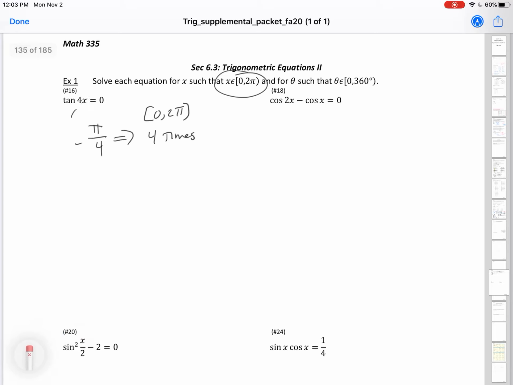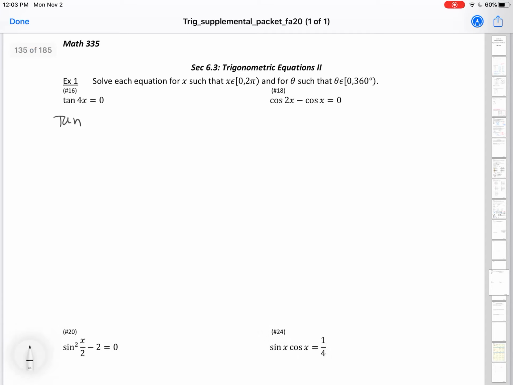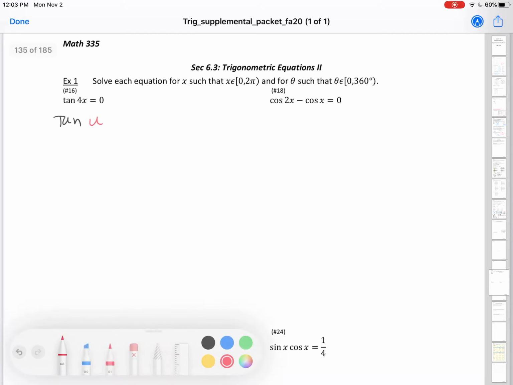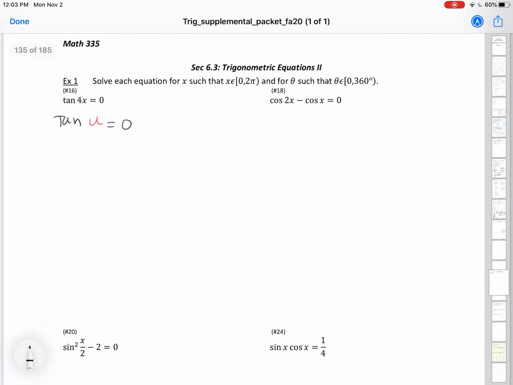So here's my suggestion about how to do it. And again, just because I'm the one suggesting it doesn't mean it's the best method out here. It's just the one I grew up with. So here's what I would suggest to do, and I'll try to make it as trackable as possible. I would suggest that you put a u in here. Just solve this equation: tangent of u is equal to 0.